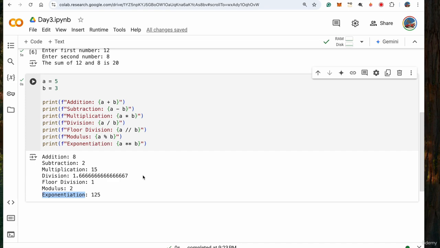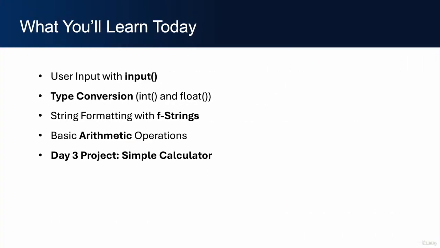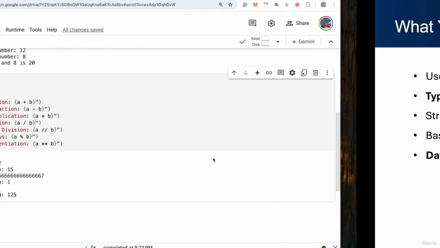So keep this in mind. It will be very helpful for our next topic, which is our simple calculator. Now the goal here is to build a Python program that takes two numbers from the user and performs basic arithmetic operations. We'll just focus on addition, subtraction, multiplication, and division. So let's go ahead and build this project.